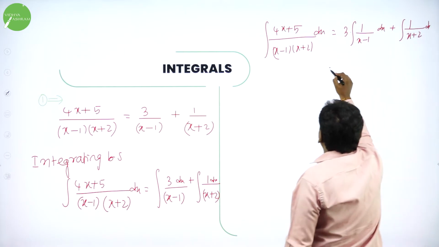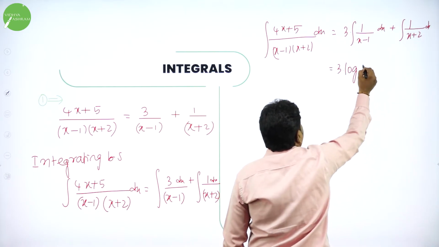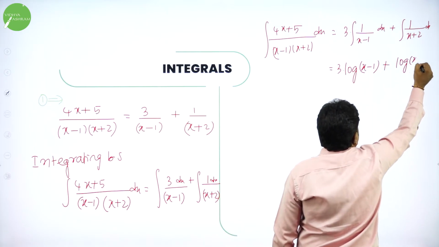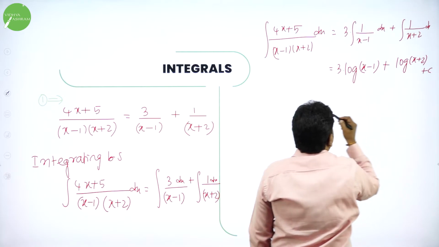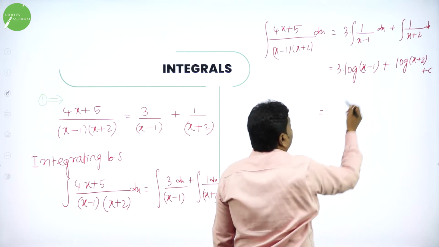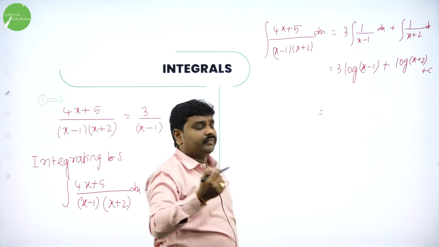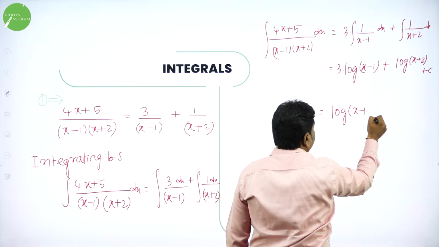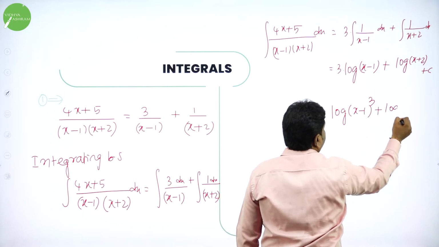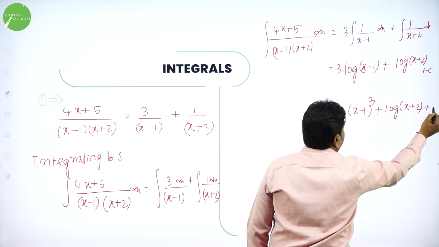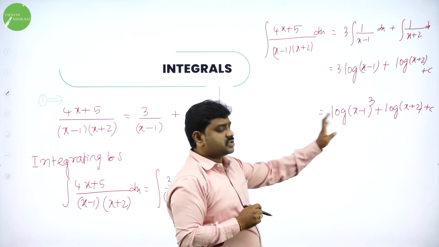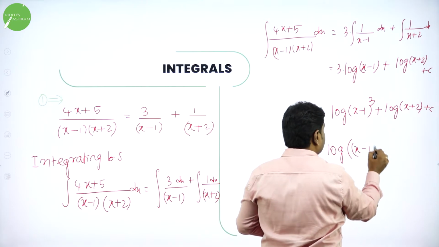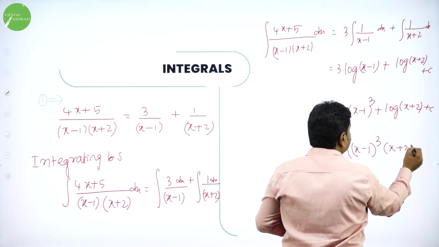Now integrate this, so it will become 3 times log of x minus 1 plus log of x plus 2 plus c. Now this is 3 times, m log a. What is m log a? Log a power m. So this 3 I can take inside: log of x minus 1 whole cube plus log of x plus 2 plus c. Further log a plus log b can be written as log a into b. I can write log of x minus 1 whole cube into x plus 2 plus c.